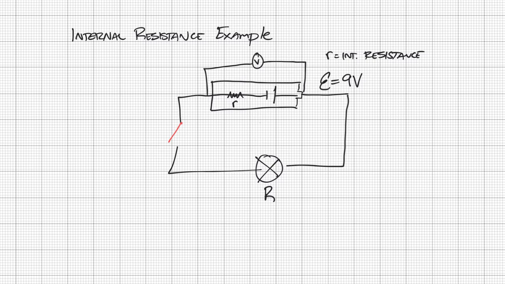Now, when we close our switch, we're going to have current that's going to start flowing through our circuit, right? So we're going to have a current that's flowing through, giving off voltage to our lamp and then coming back through. But we're also going to have a current flowing through our battery, and so we're going to lose some voltage through our internal resistance as well.